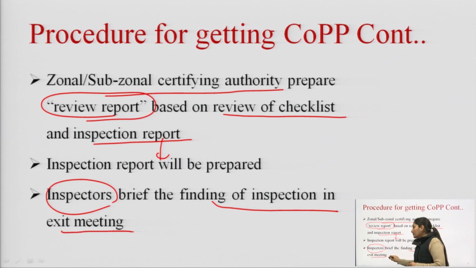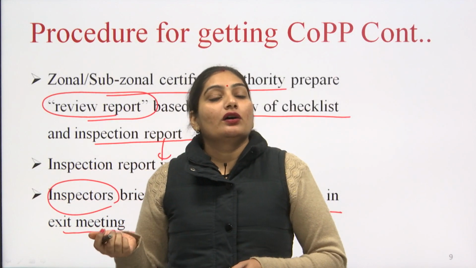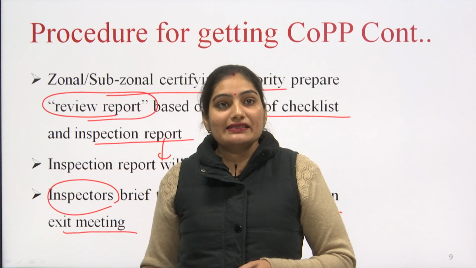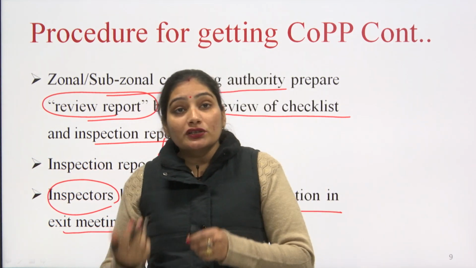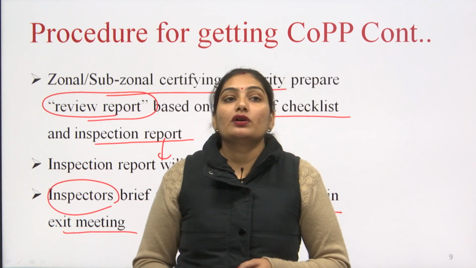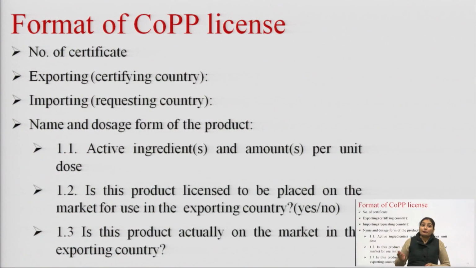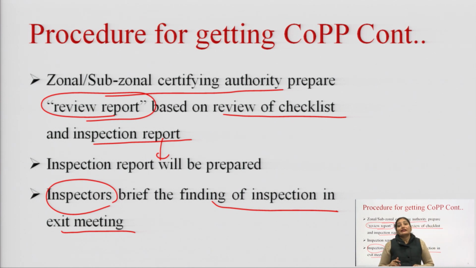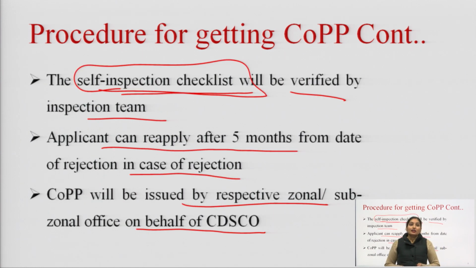And on the basis of this review of the checklist and the inspection report, the zonal or sub-zonal reviewing authority or certifying authority will issue a review report, and on the basis of this review report, DCGI will recommend to issue the license for the pharmaceutical product, and this license will be called the COPP, that is the certificate for pharmaceutical product.